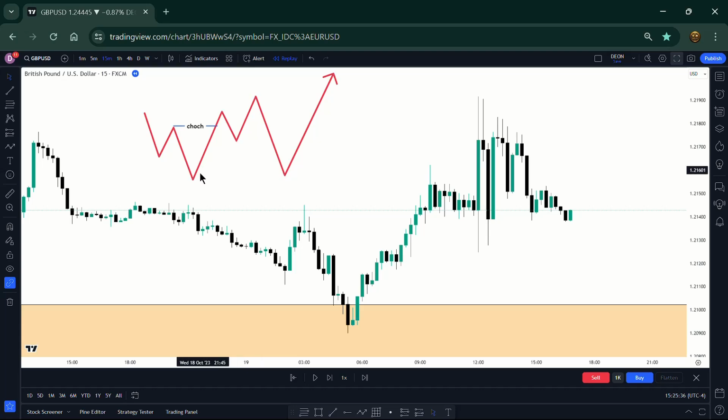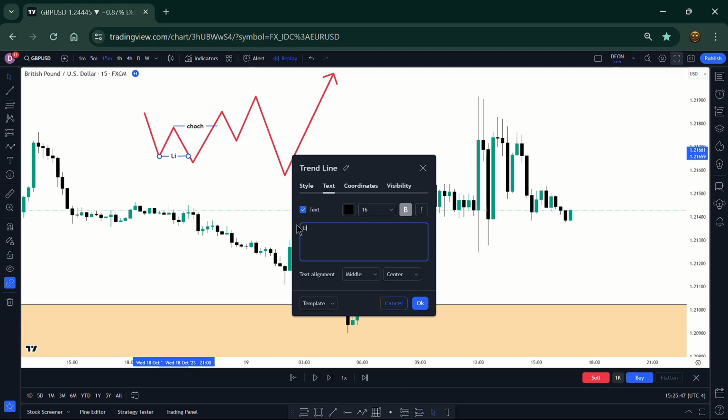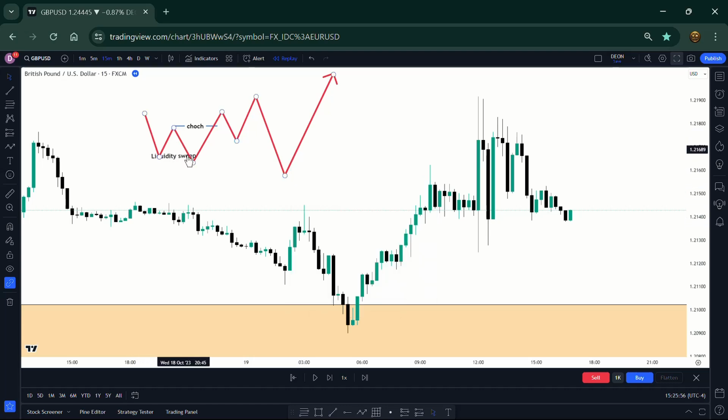Another entry setup that we are looking for is the one that just takes out this previous low here. Okay, so it makes a liquidity sweep. One of the candles just takes out this low, and then closes within. The body doesn't close below there, it just closes within that area, and then it makes a change of character. In this situation, you don't need inducement.